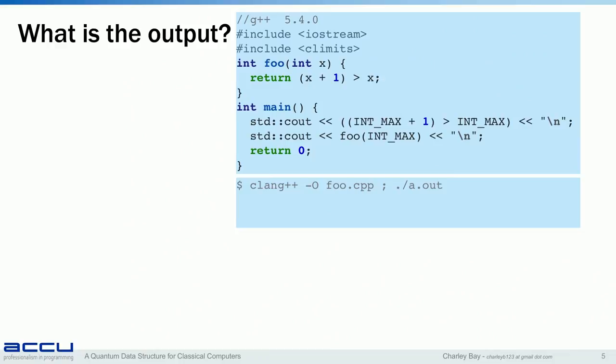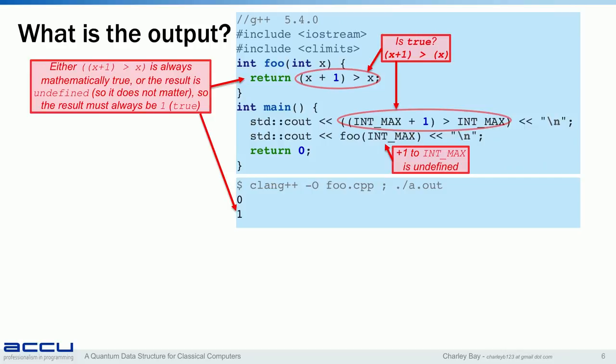This is an example of, okay, what's the output? Just highlighting some stuff. Is x plus 1 greater than x? Well, yes, of course x plus 1 is greater than x. That's what this is saying. Well, x plus 1 is greater than x unless you add 1 to int max. Int max, now it's undefined.